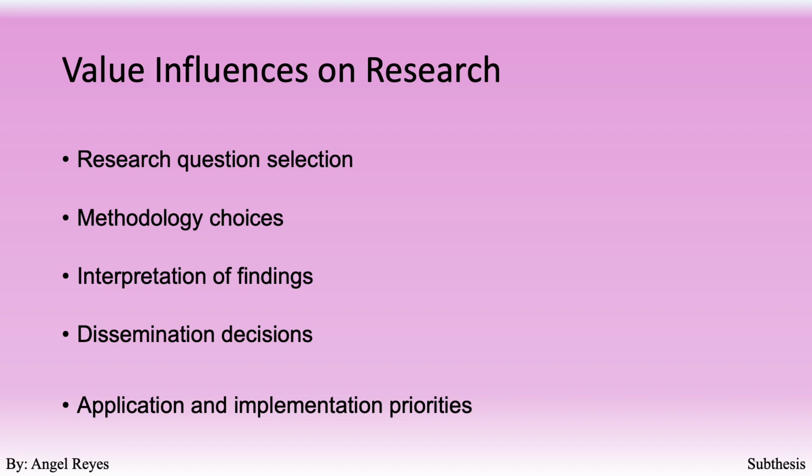Fourth, values determine dissemination strategies, where results are published and how they're framed for different audiences. Finally, values guide application priorities, how research translates into practice, policy, or further inquiry. By recognizing these influences, researchers can be more transparent about the value dimensions of their work.